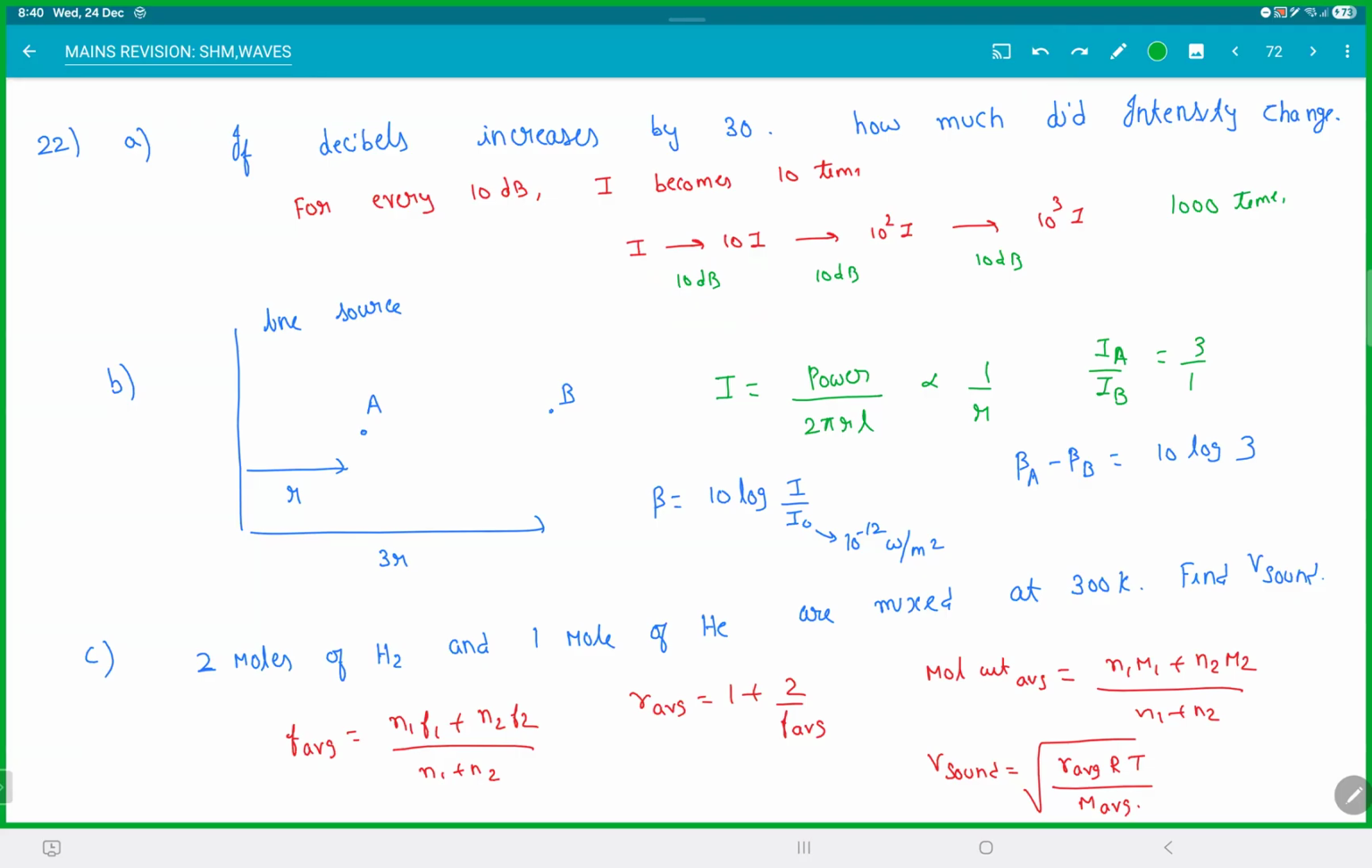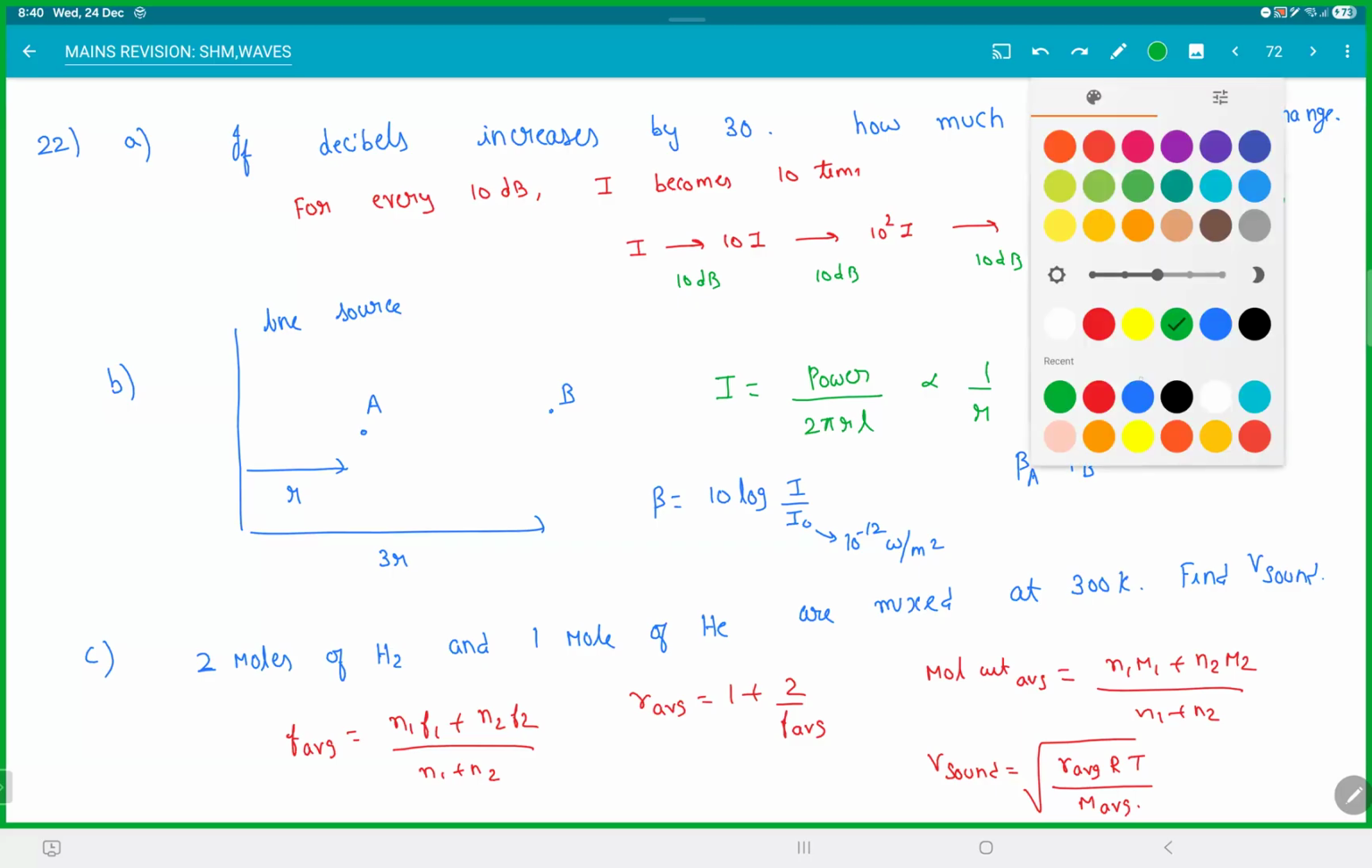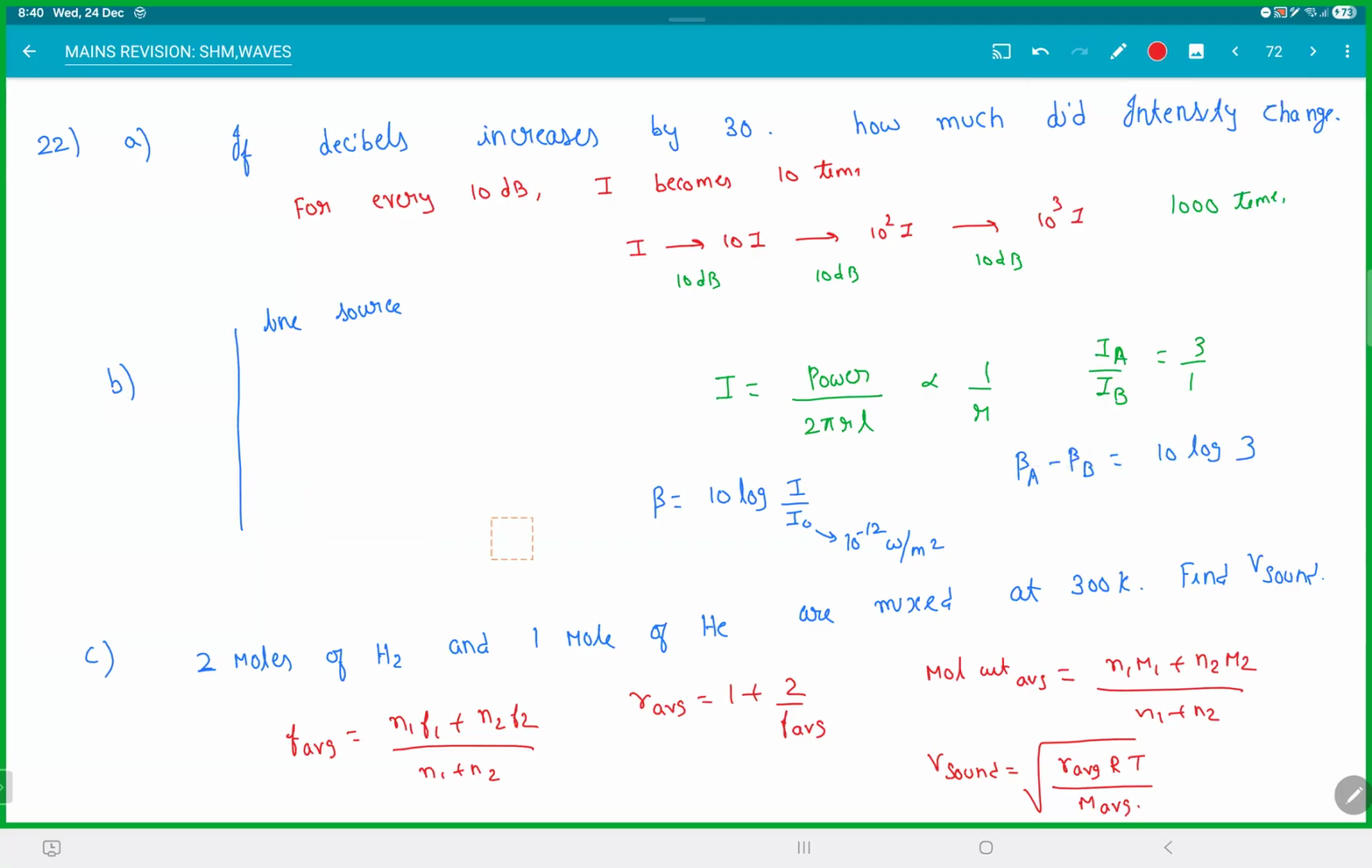Every time you make the intensity 10 times, the decibels increase by 10. For a line source, the intensity is given by power by surface area, which is 2 pi RL. So intensity is proportional to 1 by R. So IA by IB will be 3 is to 1. Therefore, the difference in decibels will be 10 log 3. Be careful. For a point source, intensity is P by 4 pi R square. For a line source, it is 2 pi RL. Clear with that? Because for a point source, when this sound travels, it goes in a spherical shell.